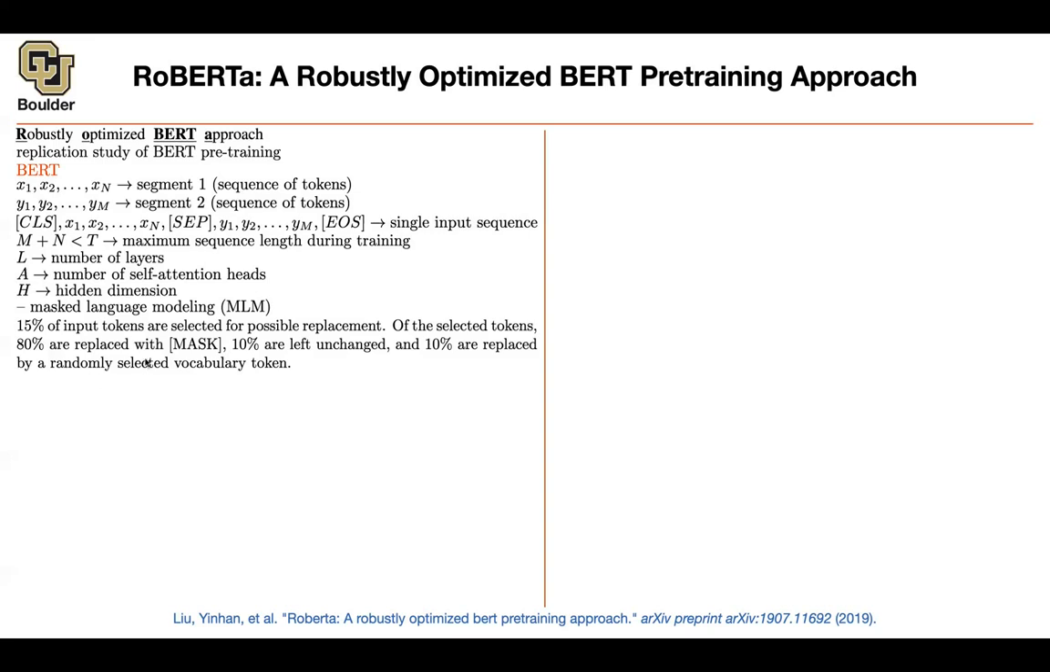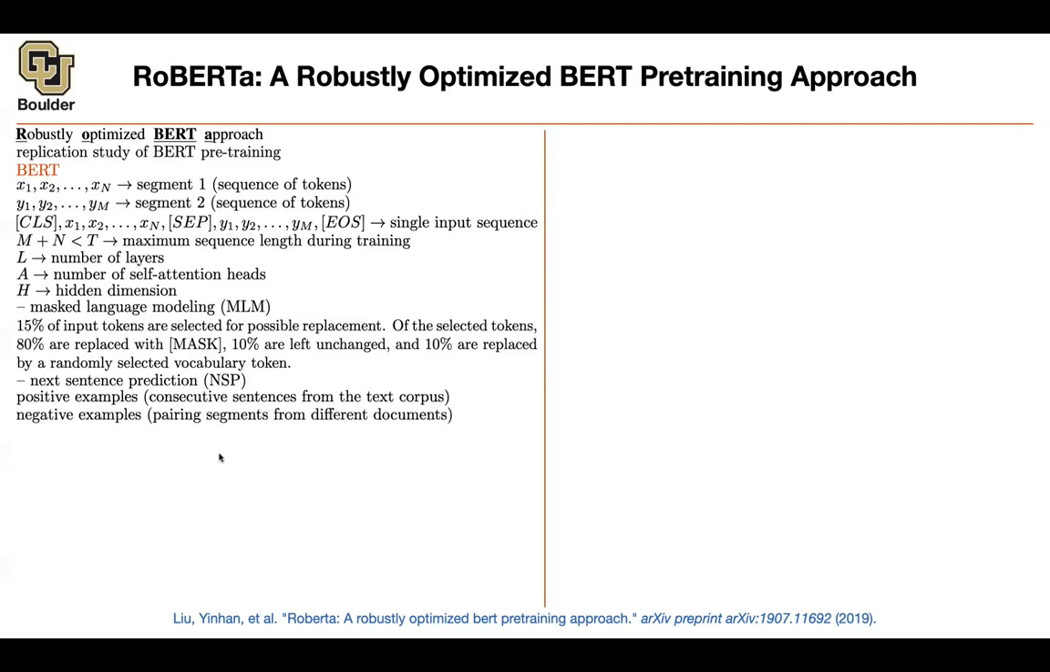And why you would actually decide to do so. Okay, perfect. And then there is this next sentence prediction. You had positive examples, so it's a binary classification task. And your question is, are these two sentences consecutive sentences from the text corpus or no? Are they pairs of segments from different documents? And we saw an intuition of why you would go with next sentence prediction.